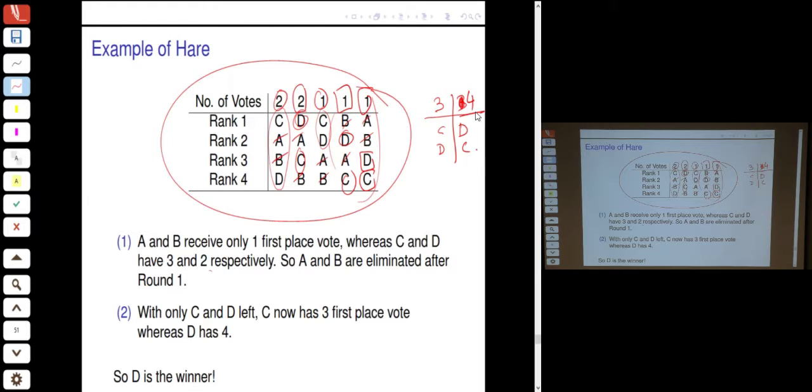So now C and D are left, and you just combine the preferential voting lists in this natural manner. C now has 3 first place votes. D has 4 first place votes. So D is the winner. So you just go by eliminating the worst performing candidate in terms of first place votes, one by one.